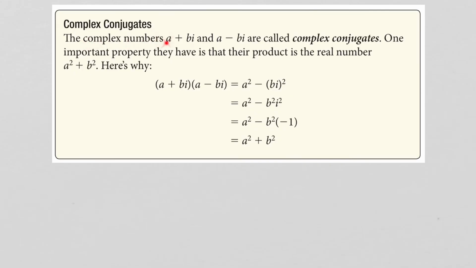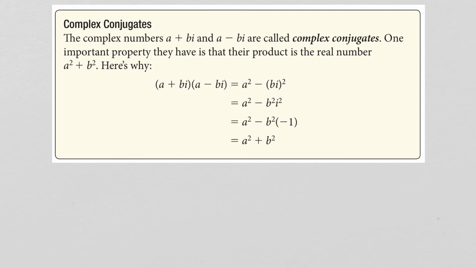So the numbers a plus bi and a minus bi are called complex conjugates. Notice that they have the same real part and opposite imaginary parts. And one important property about complex conjugates is when you multiply them, you always get a squared plus b squared.